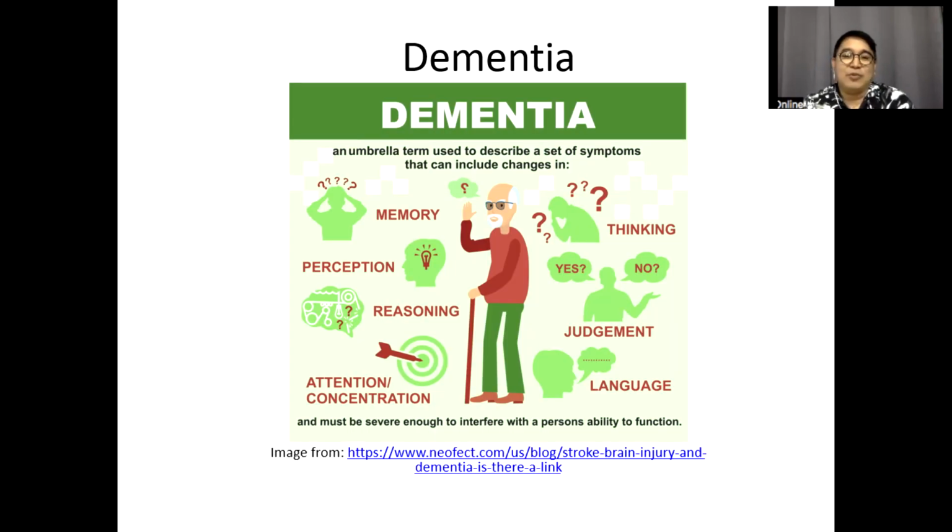Next important thing, you have your dementia, which is manifested by loss of cognitive function. So remember this, colleagues, in dementia, the priority is orientation because it's a cognitive problem. So it affects thinking, remembering, and reasoning. Second priority would be safety. And the common cause would be your Alzheimer's disease. Now, this could also be associated with Pick's disease.